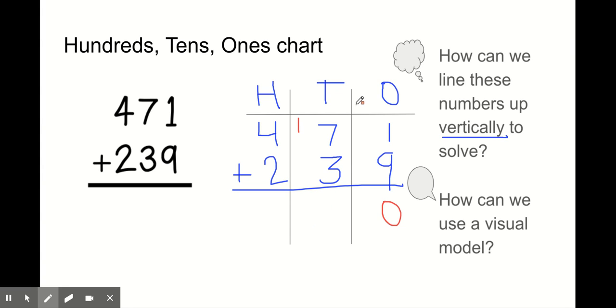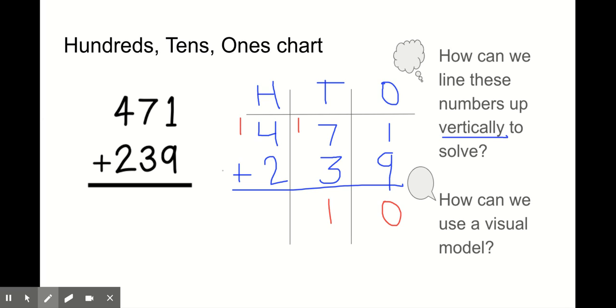Now we need to add the tens. 1 plus 7 is 8. 8 plus 3 is 11. Here we have 1 in the tens, but we know that 11 tens means that we've actually added a new 100. And so we add that 100 over here. Remember, it doesn't matter where you add your regrouping as long as it's in the right column.